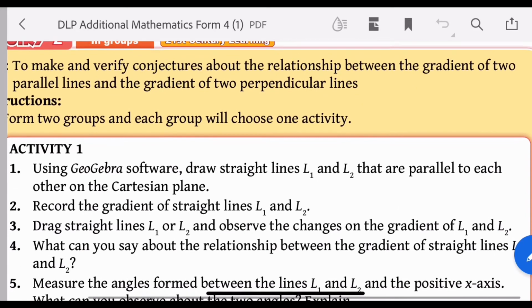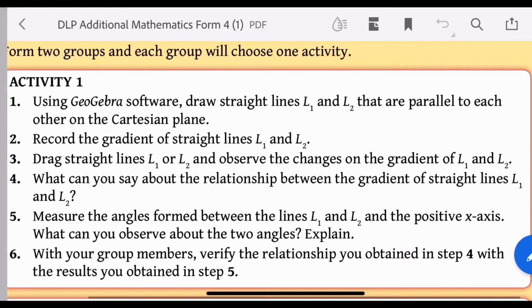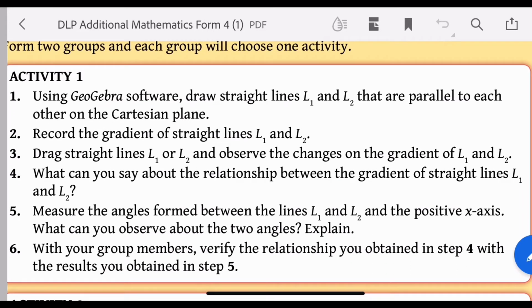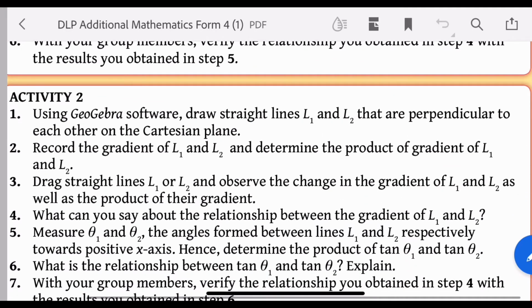We are going to carry out this activity. We use the GeoGebra software to draw the straight lines L1 and L2 that are parallel to each other on the Cartesian plane. Then we record the gradient of the straight lines L1 and L2. Then we drag the lines L1 and L2 and observe the changes of their gradients. What can you say about the relationship between the gradient of straight line L1 and L2? Measure the angles formed by the two lines.